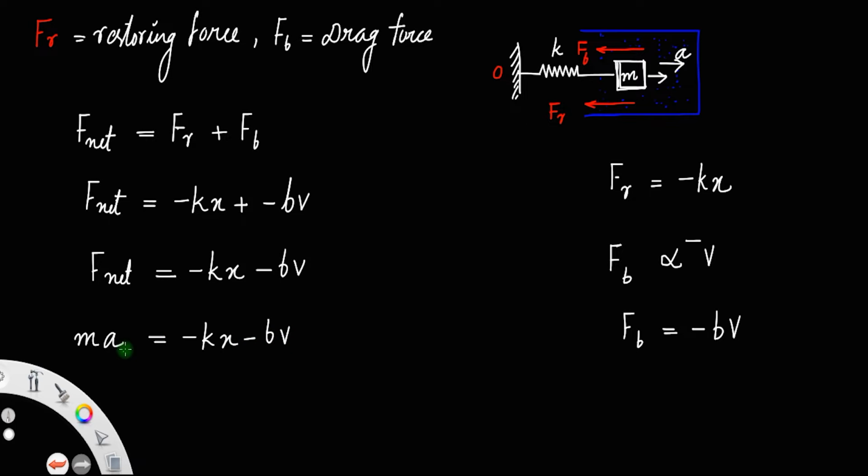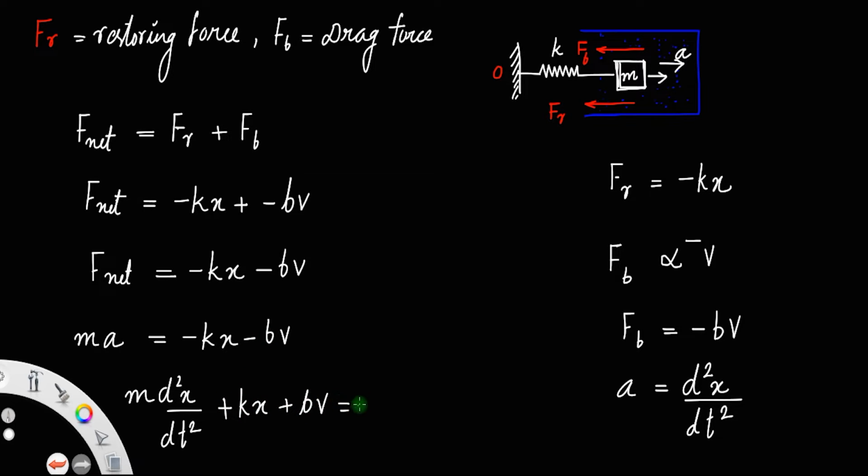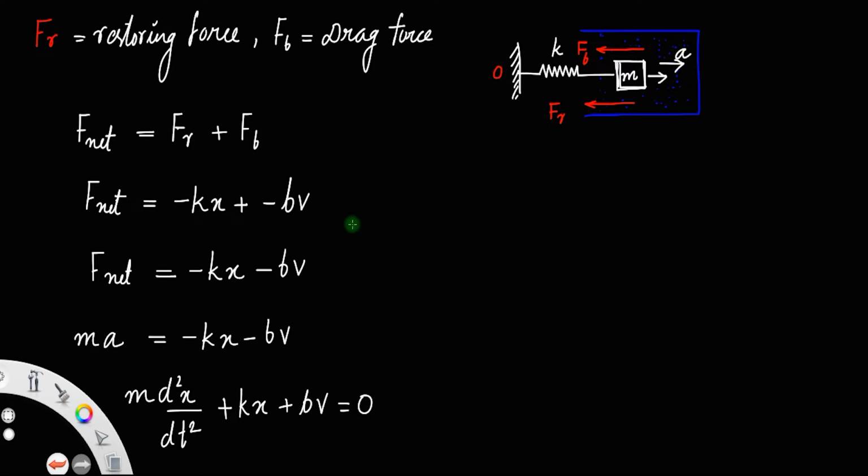And if you take all the terms to the left, and also you have a is equal to the second derivative of displacement with respect to time, so this is equal to m d square x by dt square. Taking these two terms to the left, it will be plus kx plus b into v equal to 0. You can call this equation number 1.